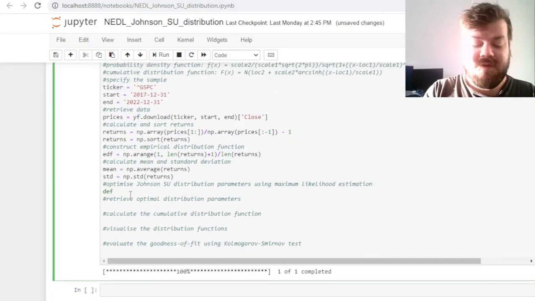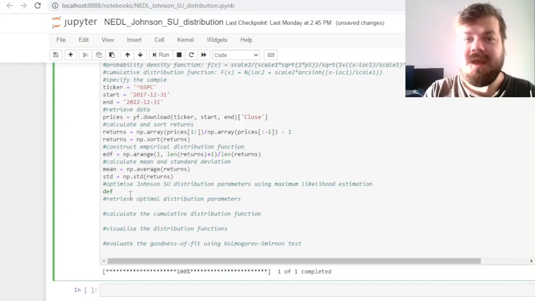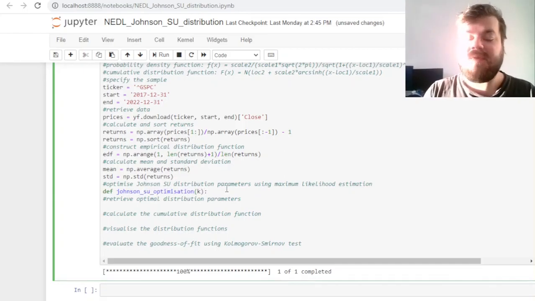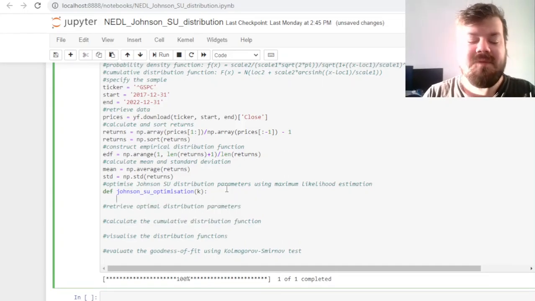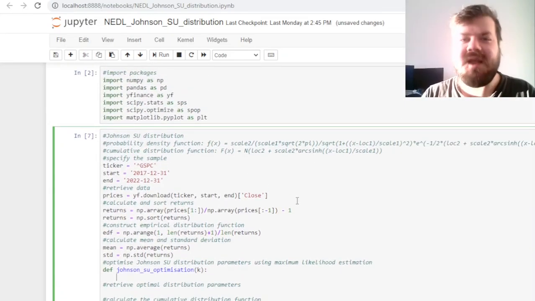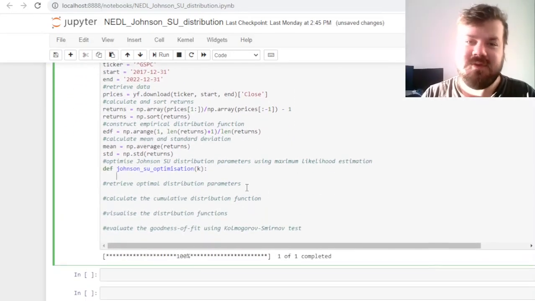Now we need to define our maximum likelihood function that we will optimize. So let's call it Johnson SU optimization. And we'll use K as the vector of parameters. This basically will be a list of our four parameters, which are location 1, scale 1, location 2, scale 2, in this order.